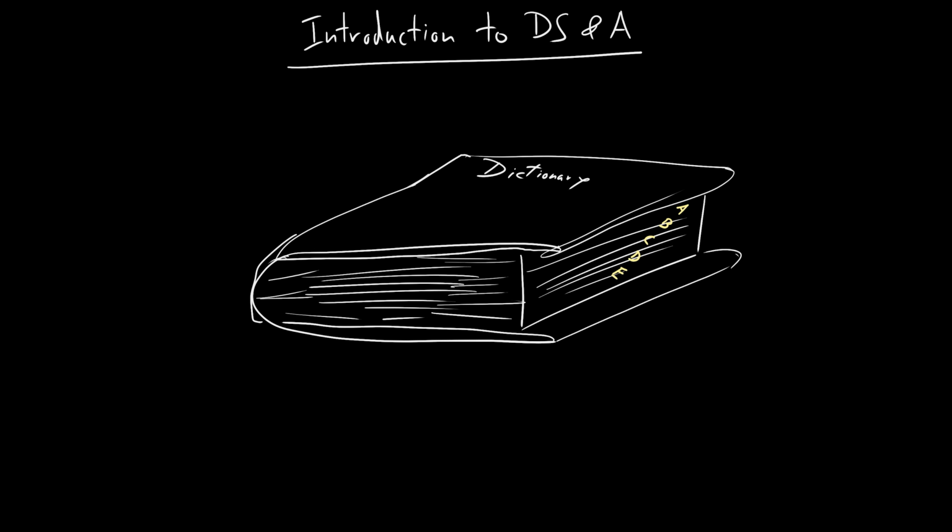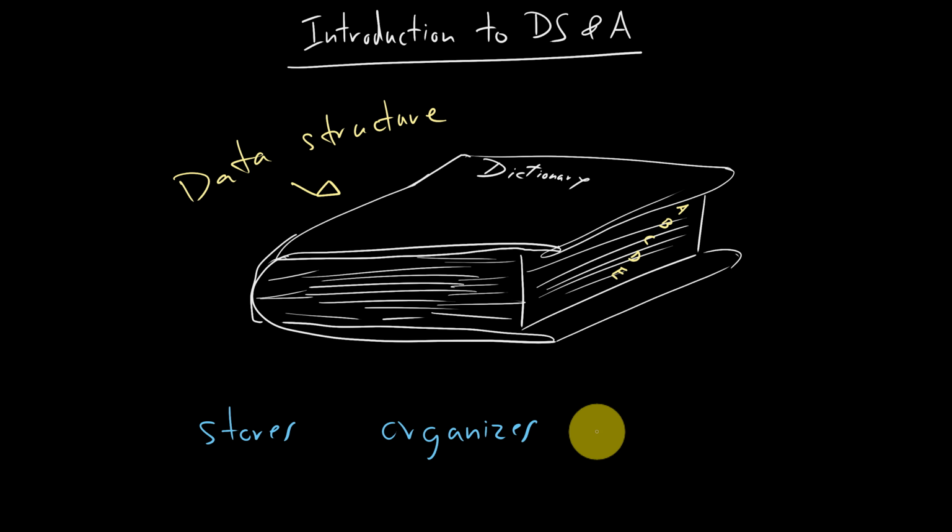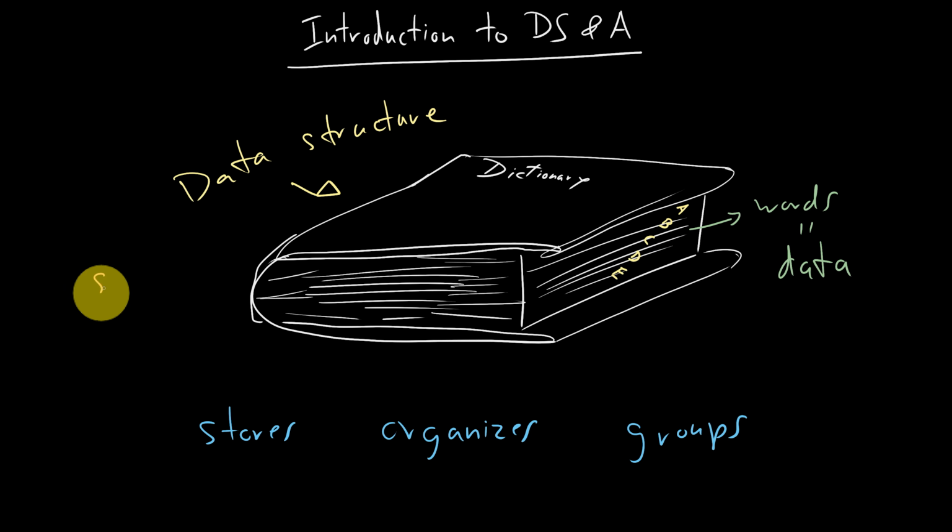So what would most people do? Well, you would use the index to find the appropriate first letter to jump ahead and then search for the word. So basically, your dictionary is actually like a data structure because it stores, organizes, and groups these words together by sorting them alphabetically and also having these A, B, C, D, E indexes. And basically, the words is the same thing as data. And then the way you search for the word, the action of searching, this is actually your algorithm.